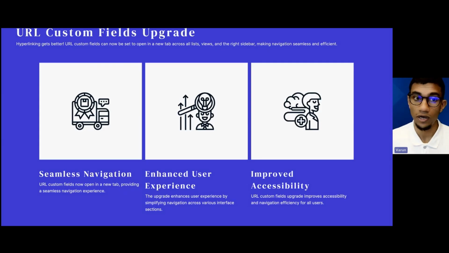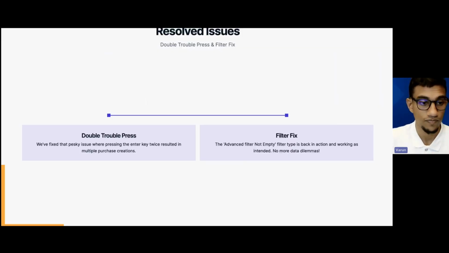Next, everybody is aware that we can add custom fields with the field type as URL, right? But till last week, when we click on that particular URL, once that particular bill or anything has been created, it would open up in the same tab itself. Right now, we have developed a different way to open it in a new tab, whether you're opening it from a list, from a view, or from your right sidebar.